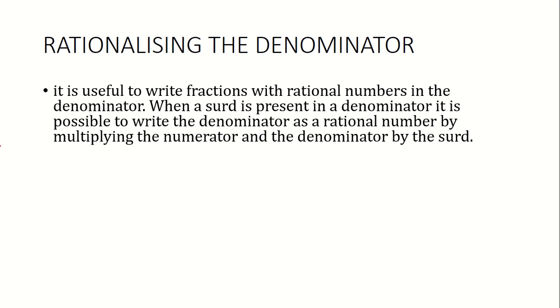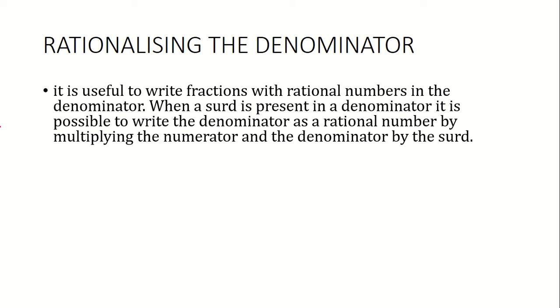When you rationalize the denominator, it is useful to write the fraction with the rational numbers in the denominator. So you know rational numbers in the denominator are simply numbers that you can express as a fraction. Basically, when you enter it into a calculator, it can't give you a decimal. When a surd is present in a denominator, it is possible to write the denominator as a rational number by multiplying the numerator and the denominator by the surd, which is in the denominator.